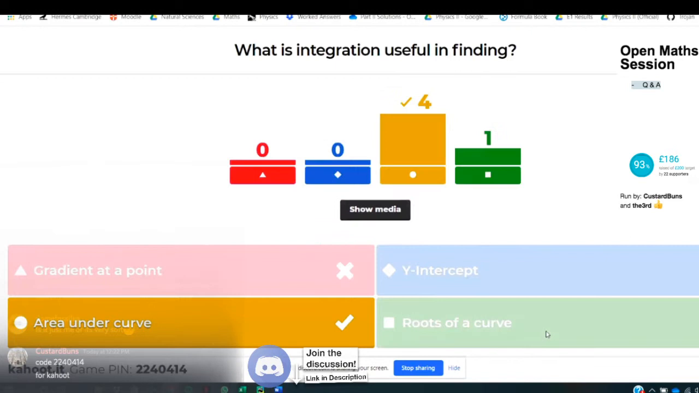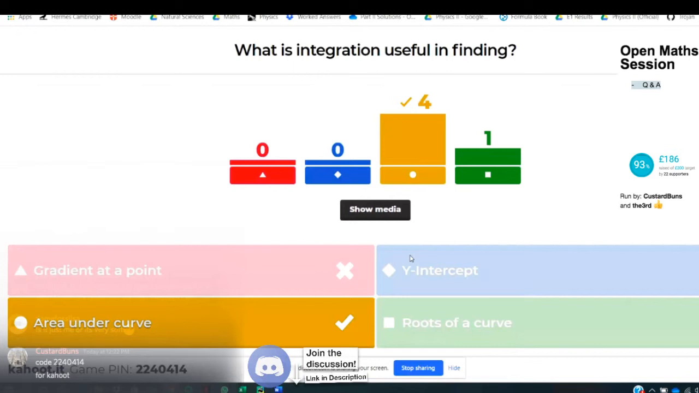Okay, so we have 4 options here, and I'll quickly go over which one is which. So the correct answer is indeed area under the curve. The first point, gradient at a point, that's usually found through the inverse process of integration called differentiation. The y-intercept is found by evaluating the function at x equals 0.